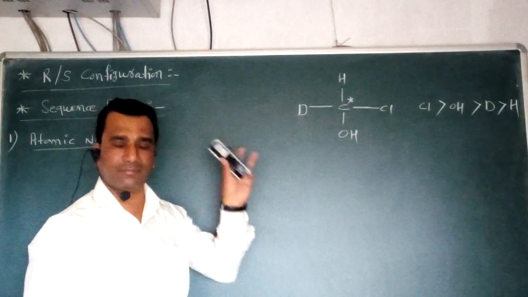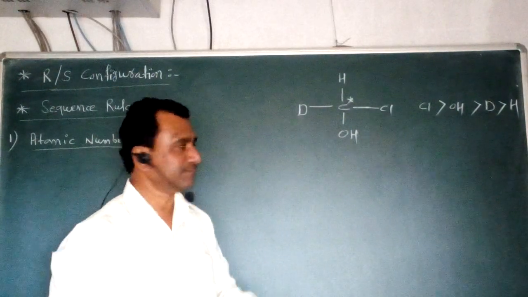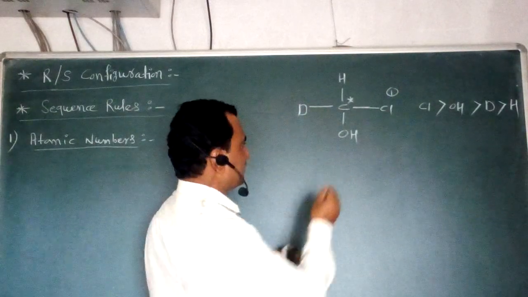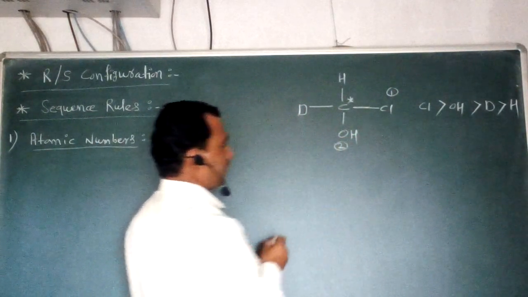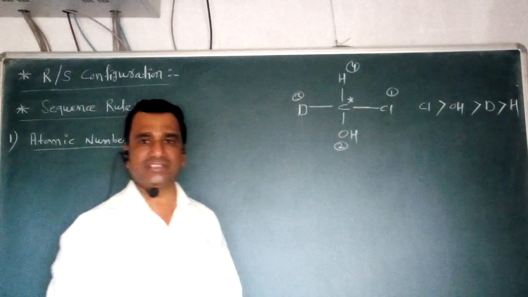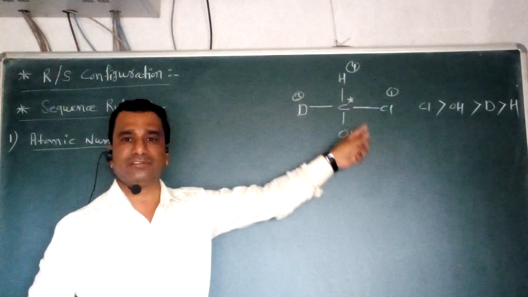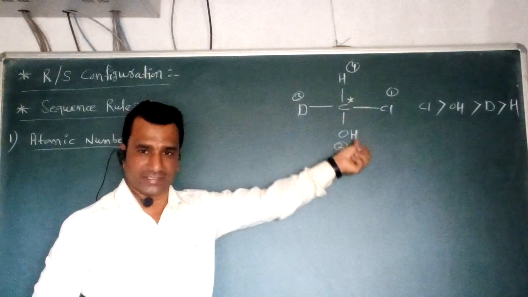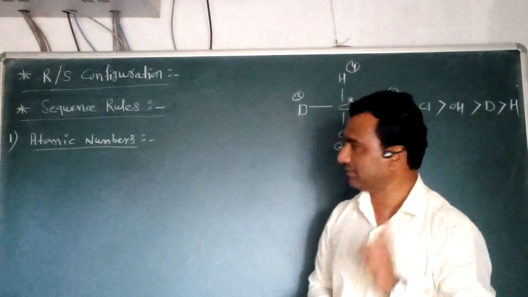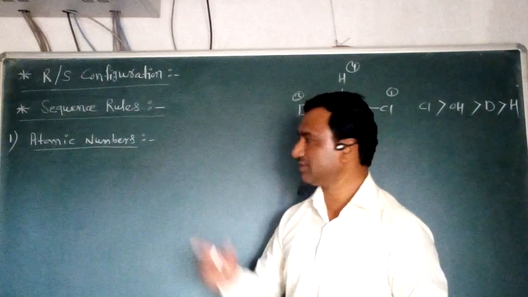So according to sequence rule number one, by considering their atomic numbers, this is the sequence for these four different atoms or groups. Chlorine has the highest priority, so we consider it the first priority group. Then OH is the second priority group. After that, deuterium has the third priority and hydrogen has the fourth priority. So this is the simple sequence rule number one. We have to take into consideration the respective atomic numbers of the atoms or groups surrounding the chiral center, and if two atoms have the same atomic number, that is, if they are isotopes of each other, then we have to take into consideration their mass numbers. Okay, so this is the first sequence rule, called the atomic numbers.